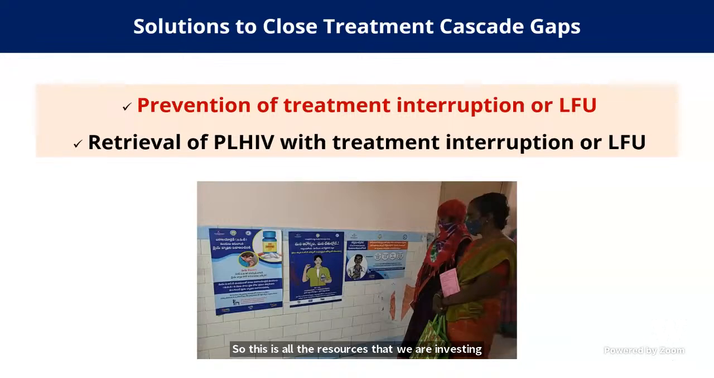But what if we had invested the same resources while we were initiating ART itself and while the patient is in care? If we had taken extra responsibility and extra care, possibly we would not be going to the stage of a home visit, but we would actually prevent the loss to follow-up. So this is the concept of preventing treatment interruption or loss to follow-up, rather than going and trying to get the patient back whenever there is an episode of loss to follow-up.